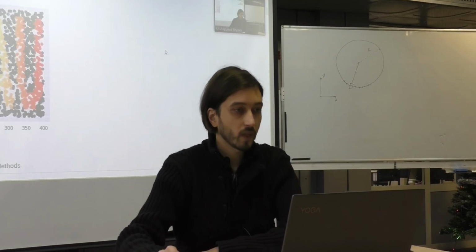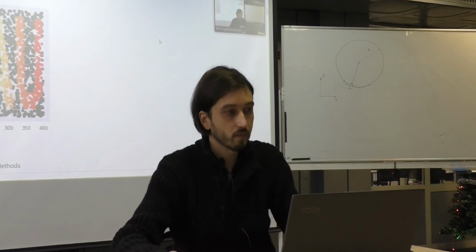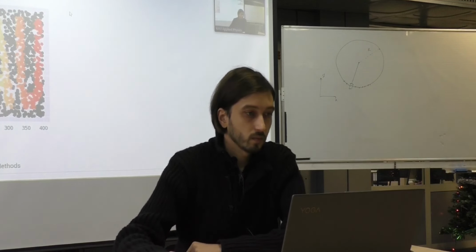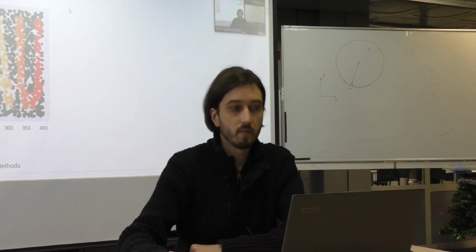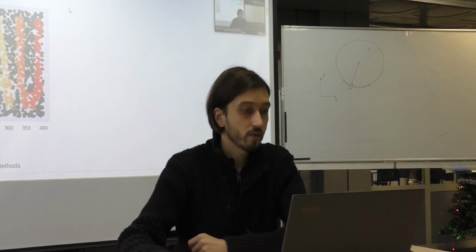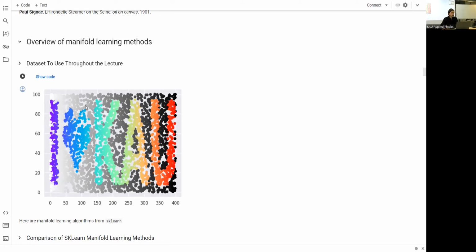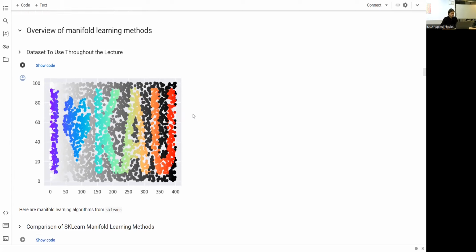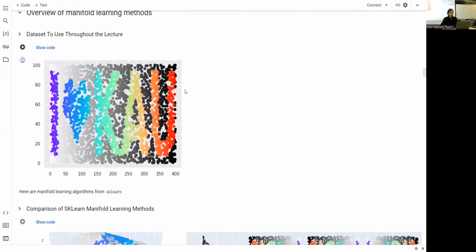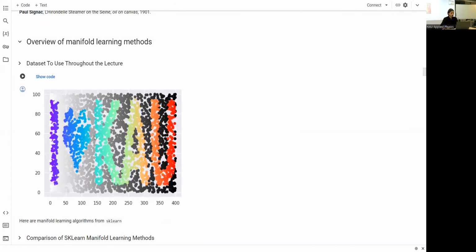Okay, let's go further. Let's take a look at a few of the manifold learning methods and how they work. Here is the data set I'll be using throughout the whole lecture. Basically, this is how this data set should look when it's not lying on any sort of manifold. So I have some points in 2D, and here's how they look.